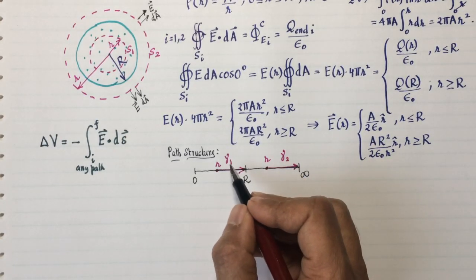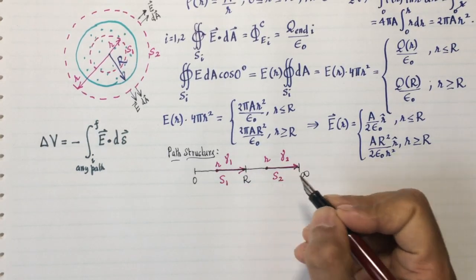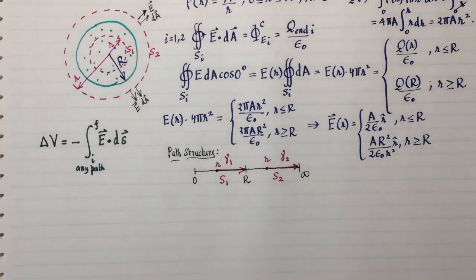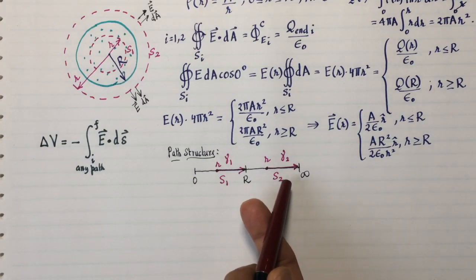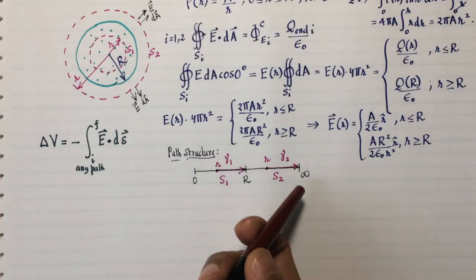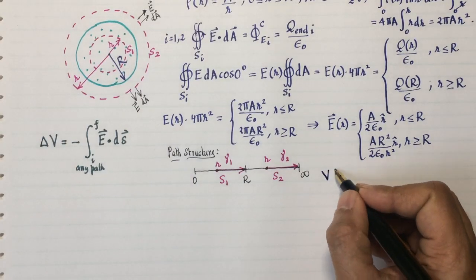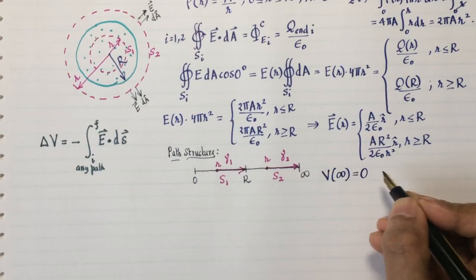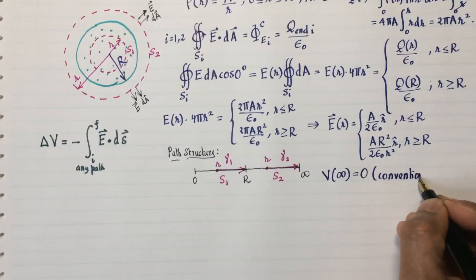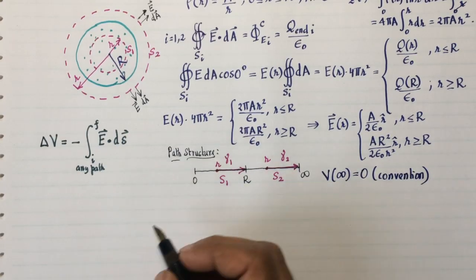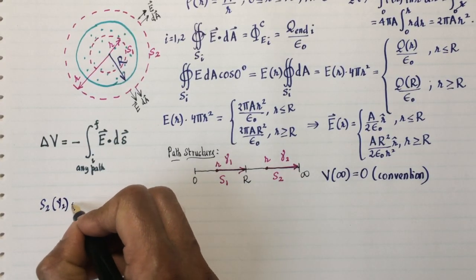I'm making these notations, gamma 1 and gamma 2, coincide with the Gaussian surface notations S1 and S2. As a matter of fact, it's a better idea to do the second integral first because the potential at infinity is a known quantity. The potential at infinity is taken to be 0 by convention. So we can use this in order to simplify the problem. So let's start with the S2 Gaussian surface along path gamma 2 first.